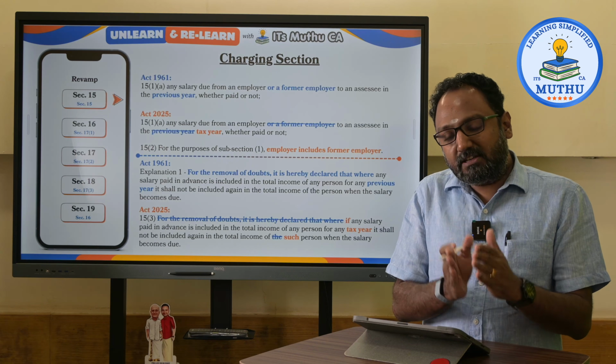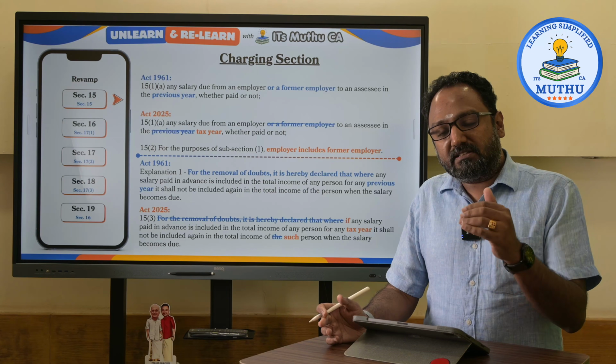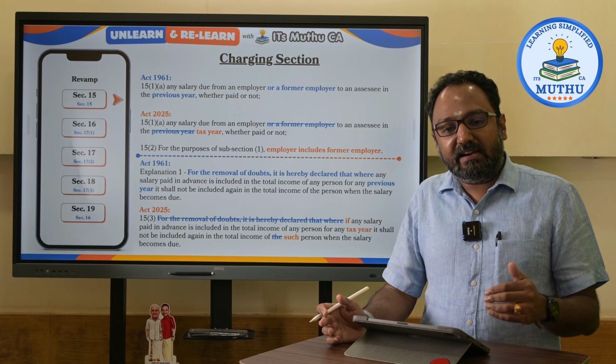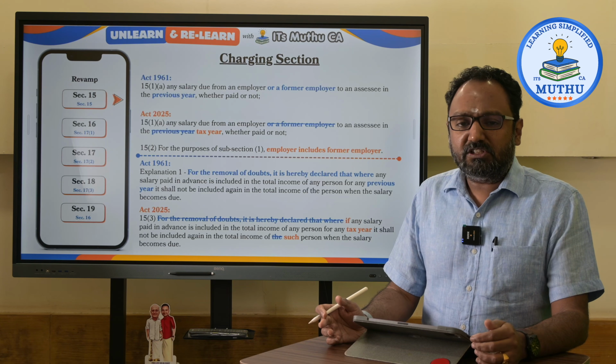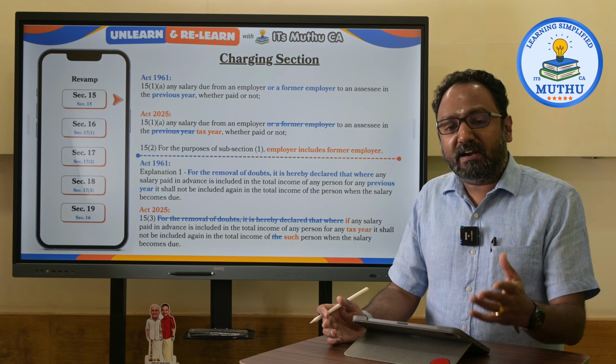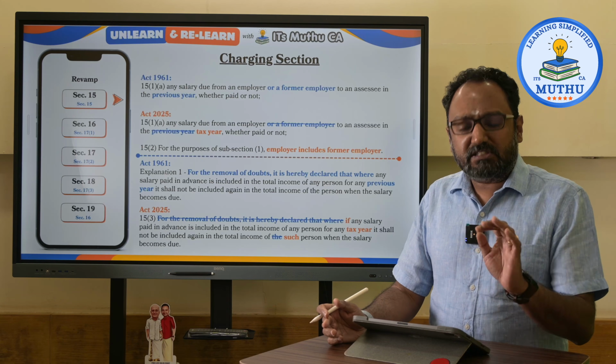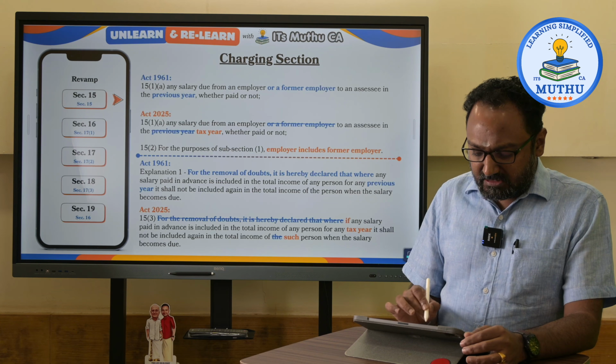So the left side is what we are going to see. We are going to understand sections 15, 16, 17, 18 and 19. All these five sections in the new act are going to be understood in detail. We are going to start with section 15, that is going to be your charging section, right?